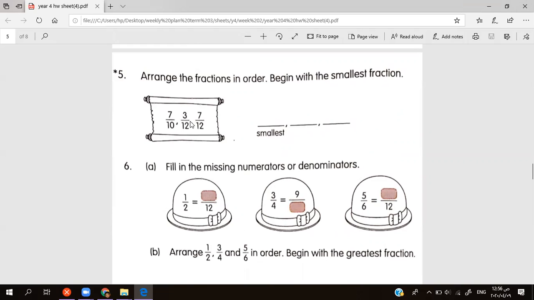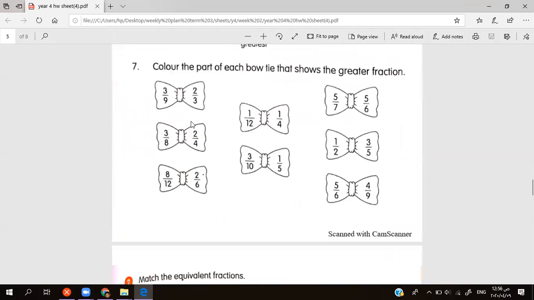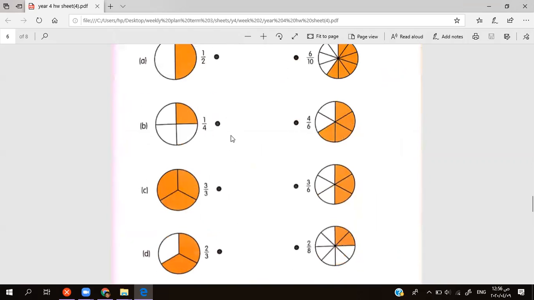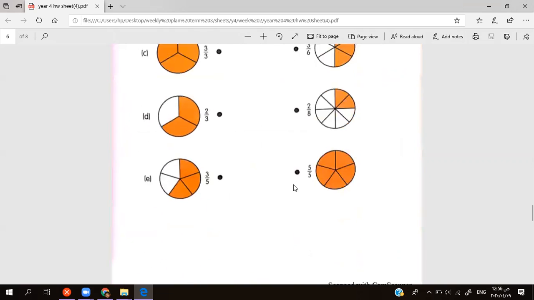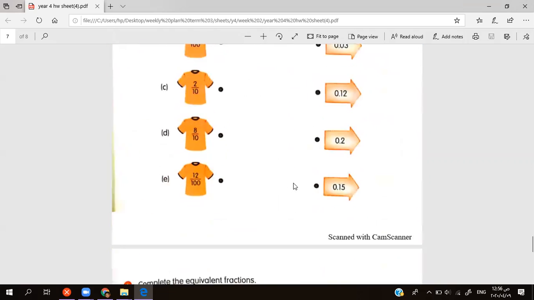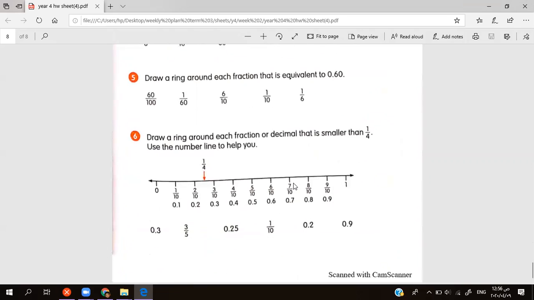We answered all this, and this is a page about the last lesson, which is arranging the fractions, and here is also comparing fractions. Okay, and here is a match. It's very easy, guys. Okay, good luck.